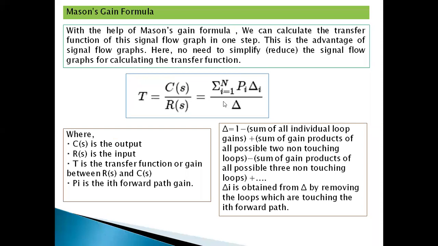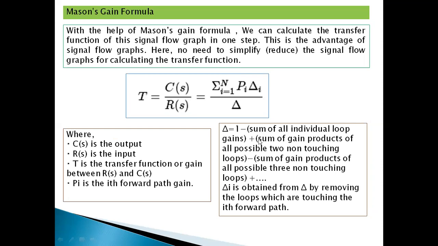Okay, how to calculate this delta? Simply, delta is equal to 1 minus the sum of all individual loops. So first we have to identify the individual loops, just by adding all individual loops. 1 minus sum of all individual loops plus sum of gain products of all two non-touching loops. So here we have to identify the two non-touching loops, and the gain product of those two loops we have to substitute here.